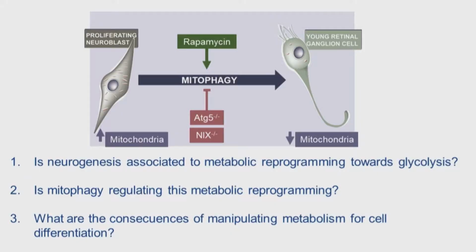So we have in the retina a decrease in mitochondria, and we wanted to understand if this neurogenesis was also associated with a metabolic reprogramming towards glycolysis. We also wanted to understand if mitophagy was regulating this metabolic change, and we wanted to see whether by manipulating metabolism we were able to manipulate the differentiation of retinal ganglion cells.